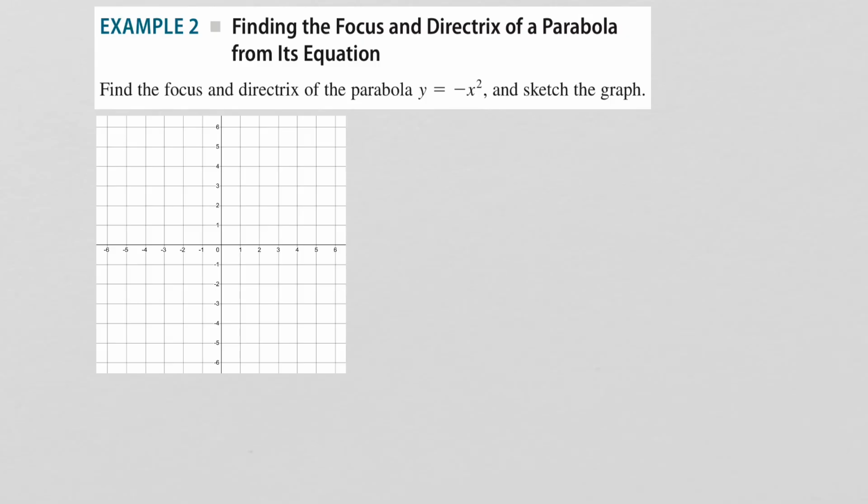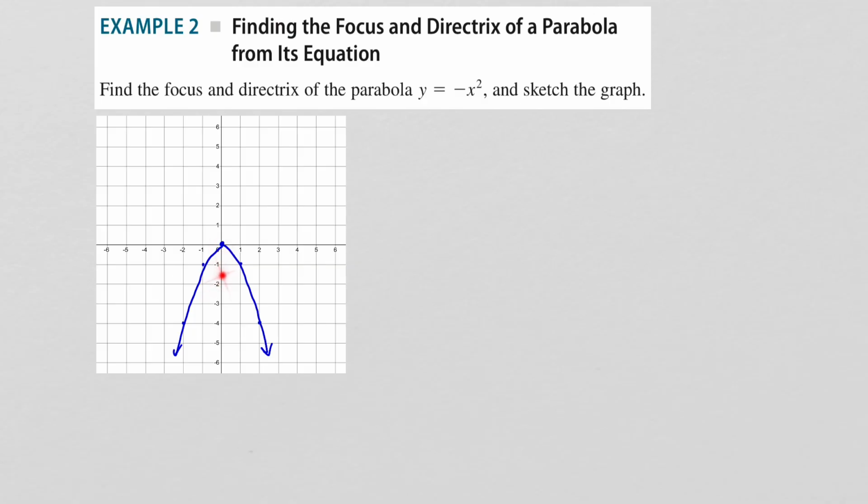In our next example, we want to find the focus and the directrix of the parabola y equals -x squared and sketch the graph. Well, we can actually do the graph pretty easily. We should all remember that graphing y equals -x squared is going to give us a parabola that goes through the origin. And if x equals 1, y will be -1. If x is 2, y will be -4. And then we have a mirror image here on the other side. And so the graph is pretty easy to get.